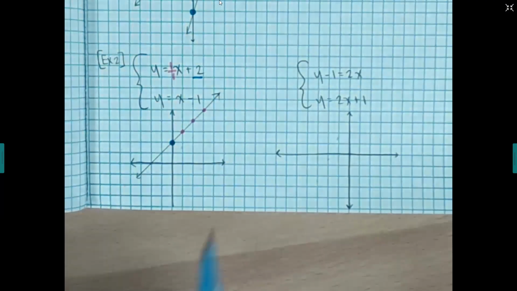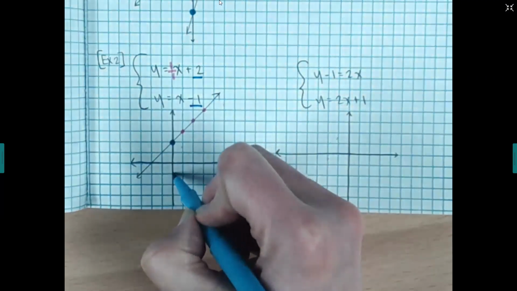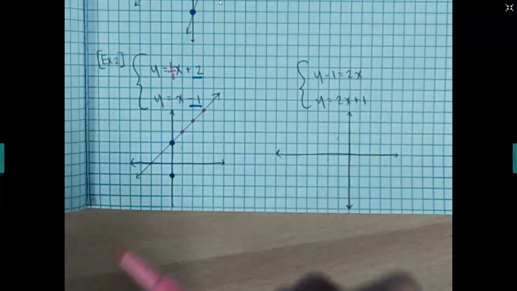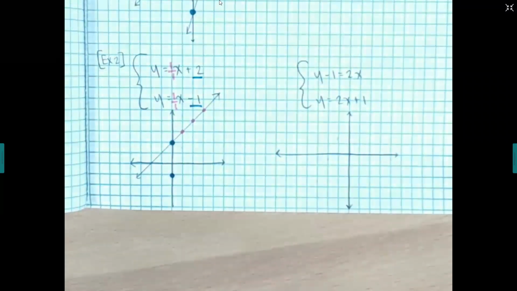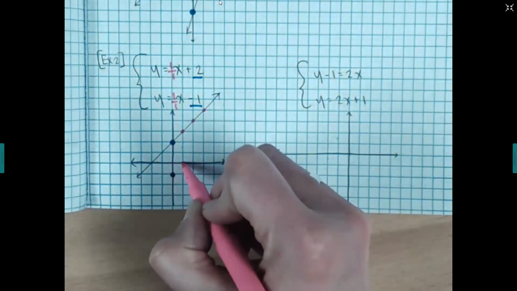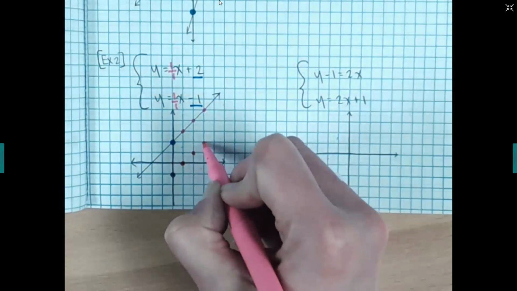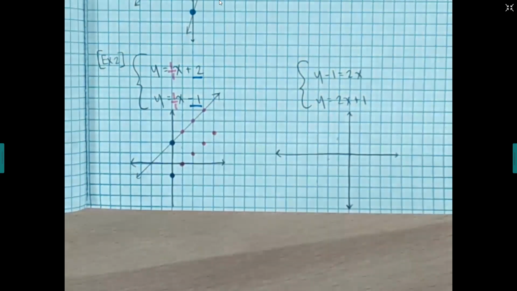Now, when I graph my second line, my y-intercept is -1. So I'm going to start at -1. And my slope is 1 over 1. So again, I'm going to go up 1 to the right 1, up 1 to the right 1, up 1 to the right 1, and continue.